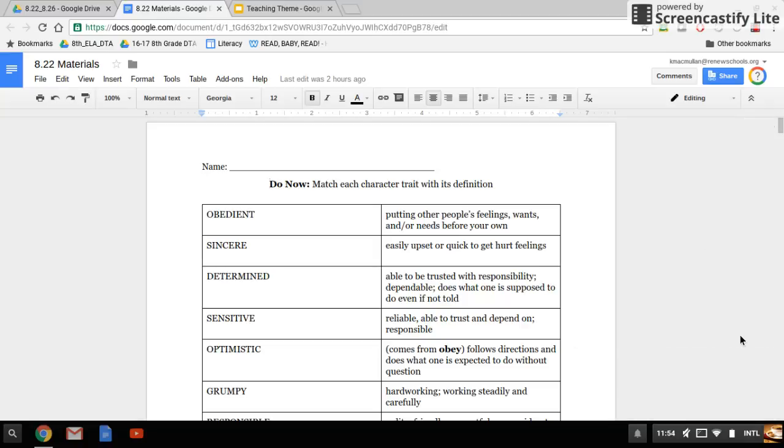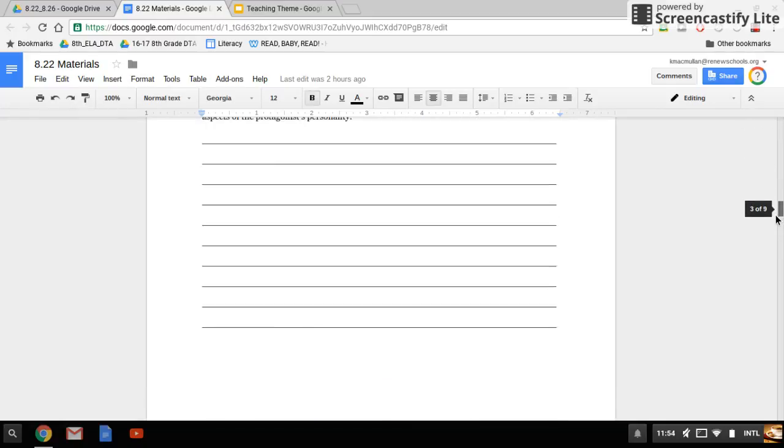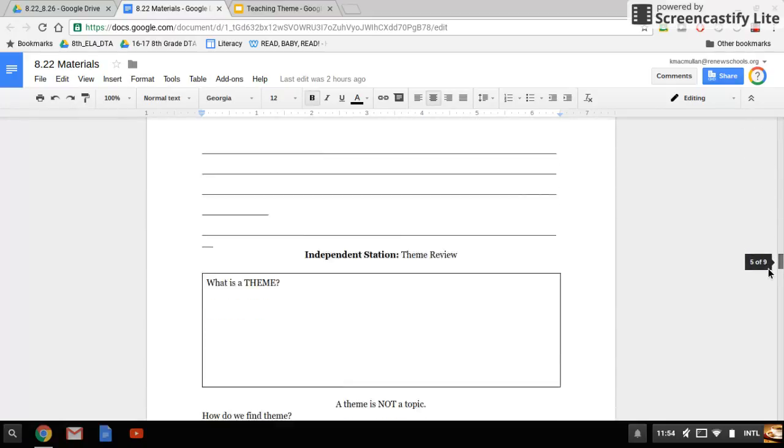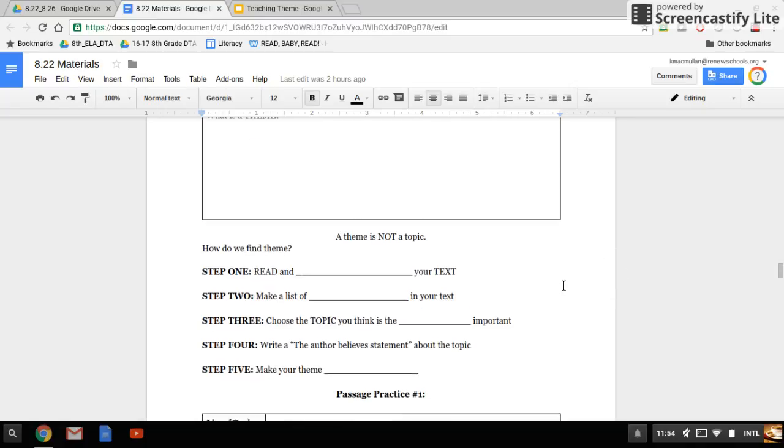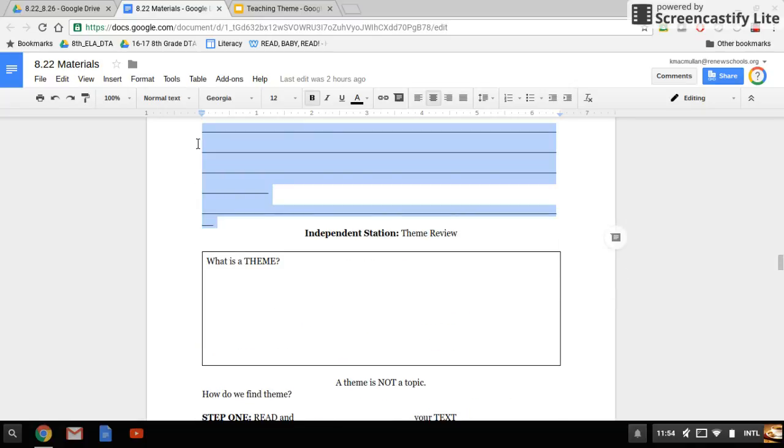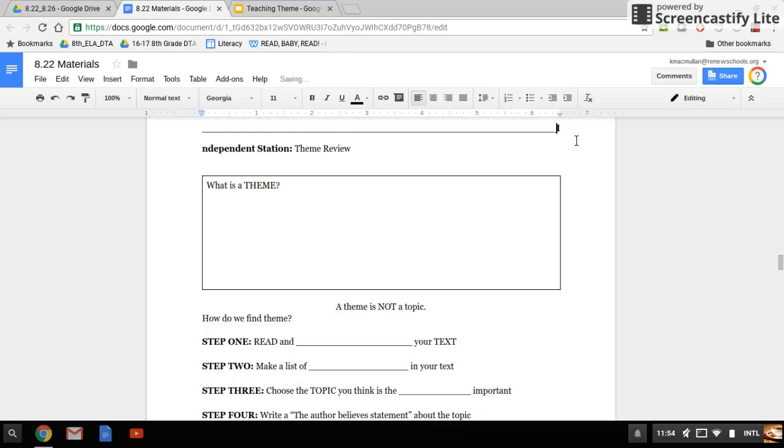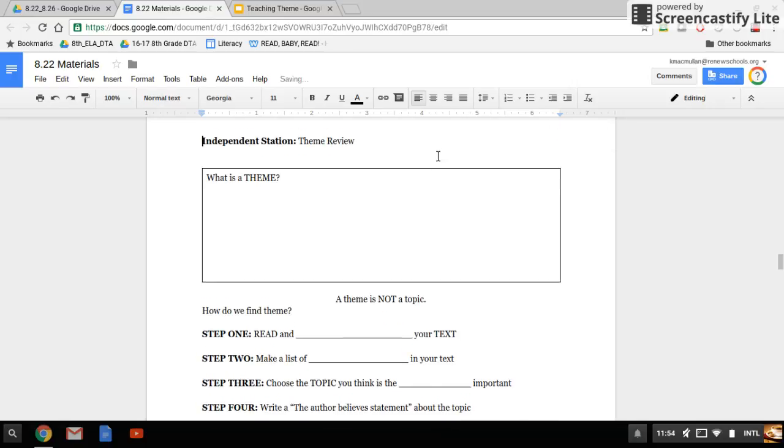Hey, 8th grade. So today during your independent station, we're going to be working on a lesson on theme. In your packet, I'd like for you to turn to the page that says Independent Station Theme Review. Sorry, it should look like this right at the top of the page. Independent Station Theme Review.